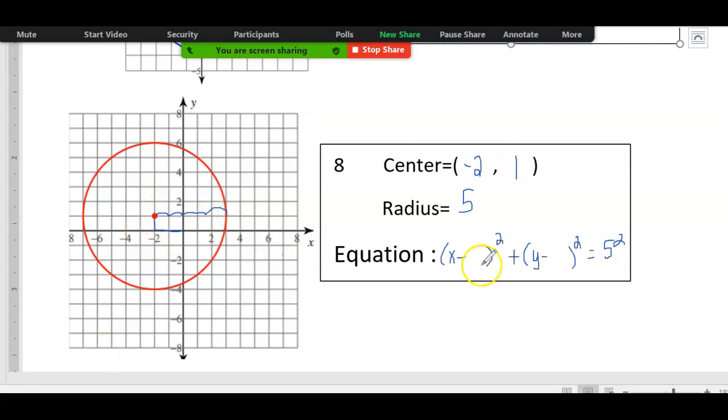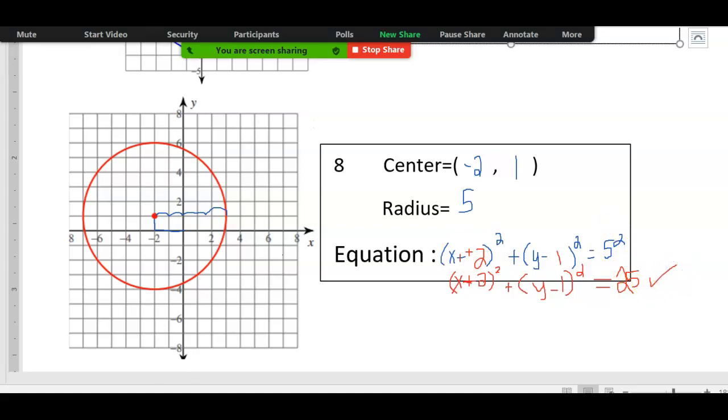So write your equation. Okay, so write x minus, so it's a -2, so minus -2. Squared plus y minus 1 squared equals 5 squared. So right here, I'm going to make sure I put a +2 when I rewrite it. You write the +2 because it's a negative, and then the 25 right here. And this is the correct answer.